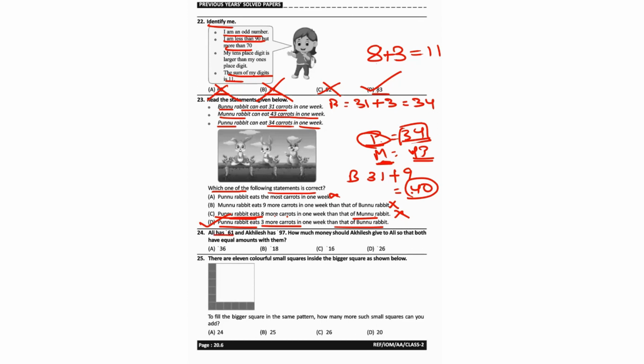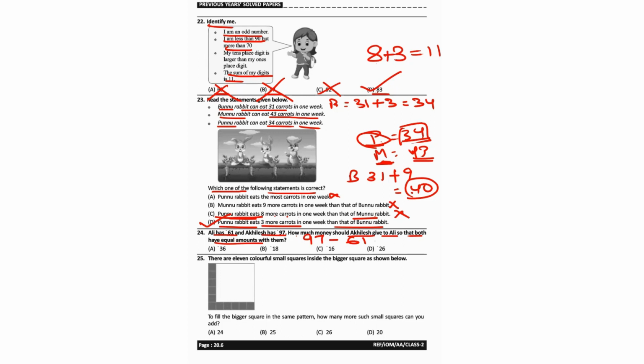Ali has 61 rupees. Akhilesh has 97. Akhilesh has more amount. How much money should Akhilesh give away to Ali so that both have equal amounts? Akhilesh was having 97. Ali is having 61. So how much should be given away by Akhilesh so that both of them can share the same amount? If you just have a look, first you need to find the difference.